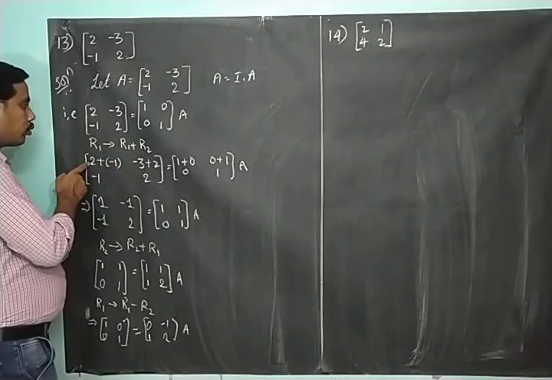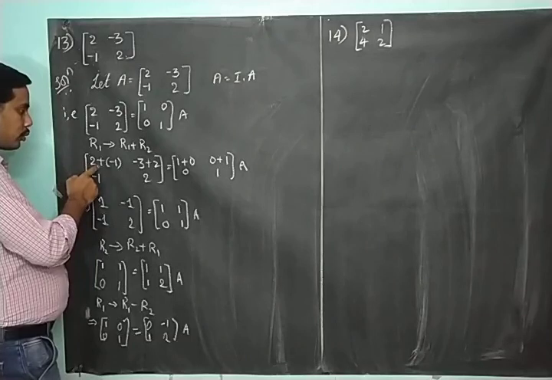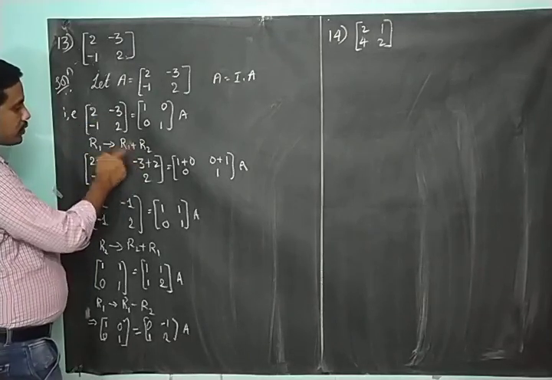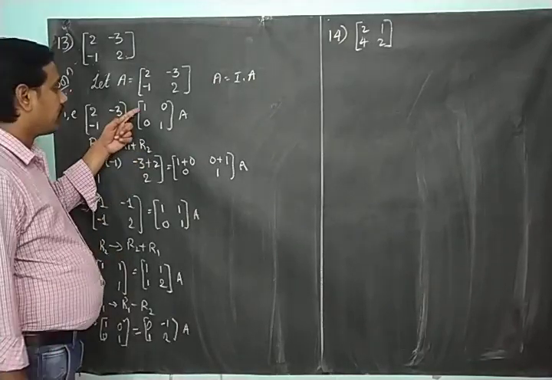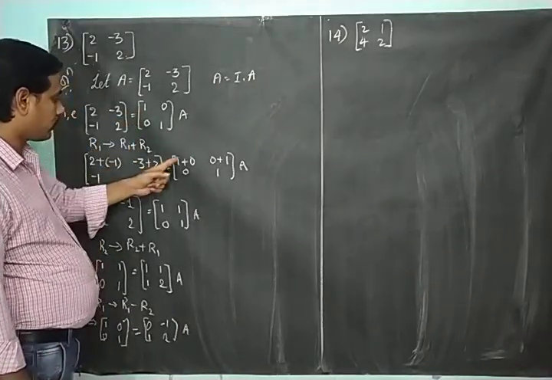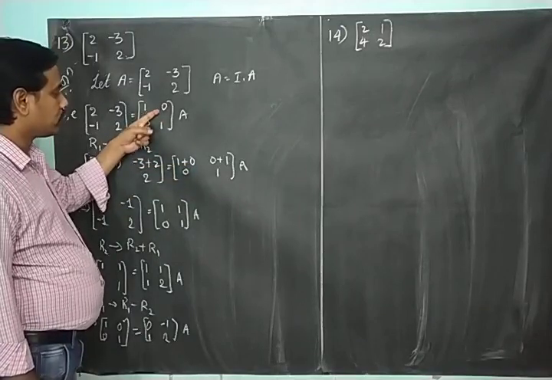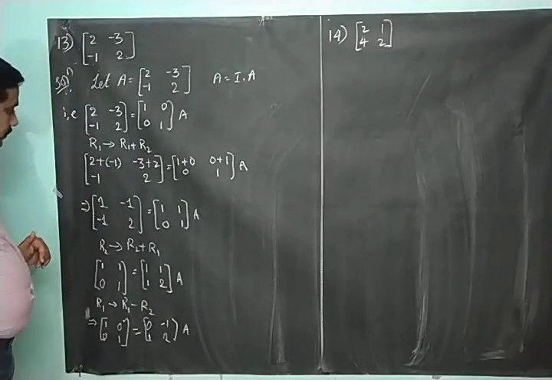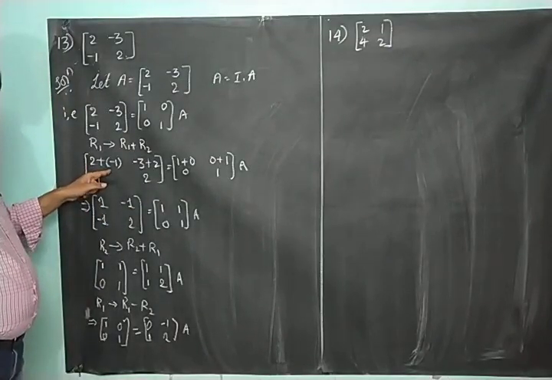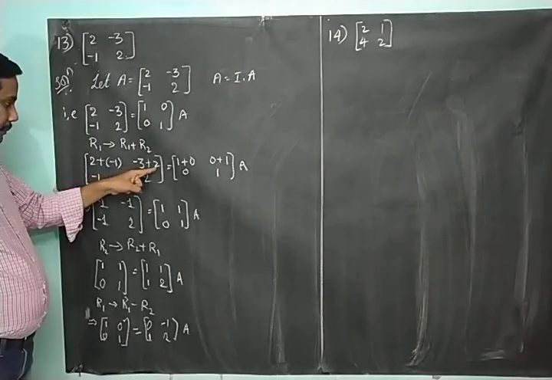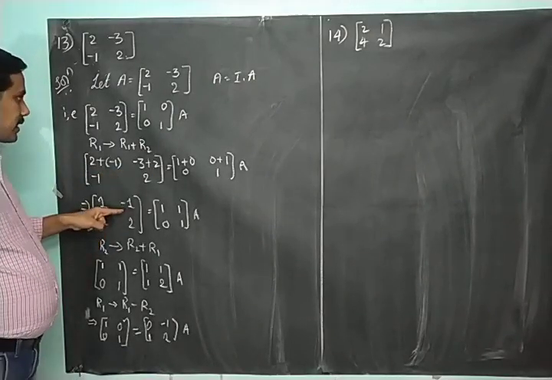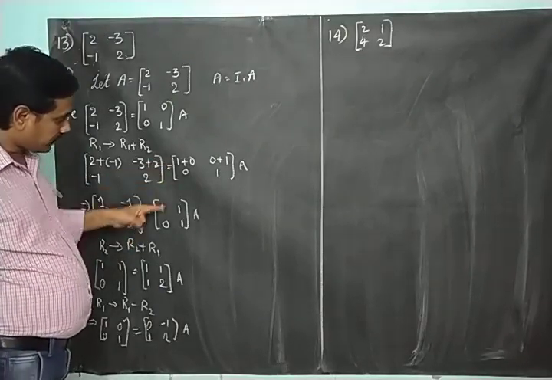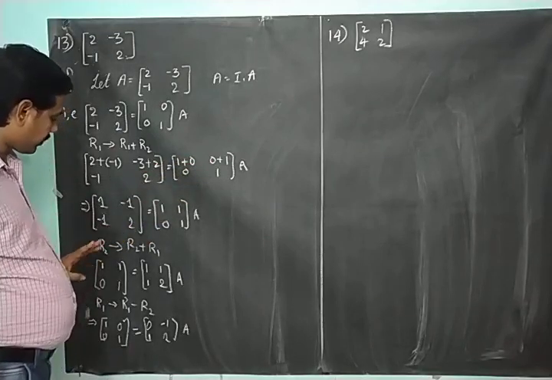What is R1? 2. What is R2? Minus 1. 2 plus of minus 1. What is R1 here? Minus 3 plus R2 is what? 2. Here what is R1? 1. What is R2? 0. So 1 plus 0. What is R1 here? 0. What is R2? 1. So 0 plus 1. And remaining as it is, 2 plus of minus 1, that is 2 minus 1, we will get 1. Minus 3 plus 2, so we will get it as minus 1. Okay. Then here 1 plus 0 is 1, 0 plus 1 is 1, 0 0 as it is.